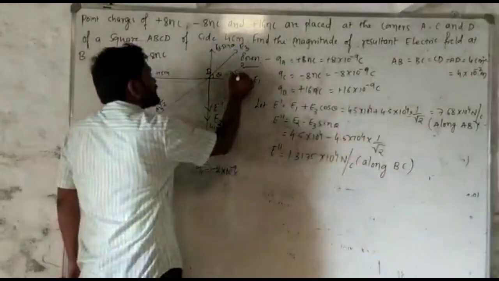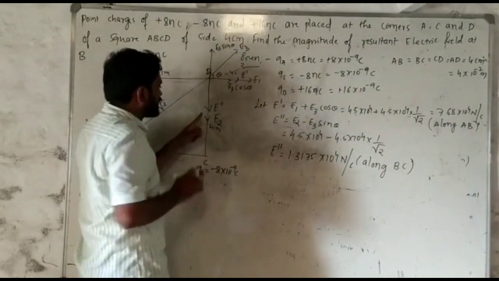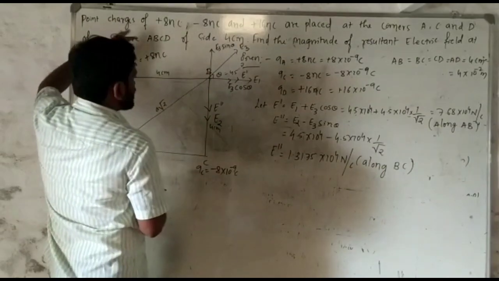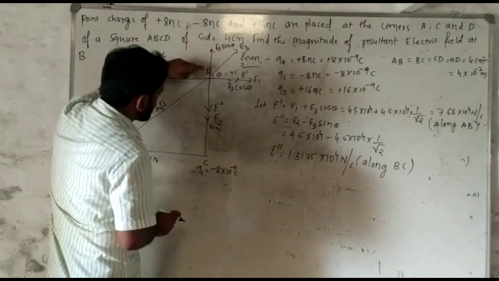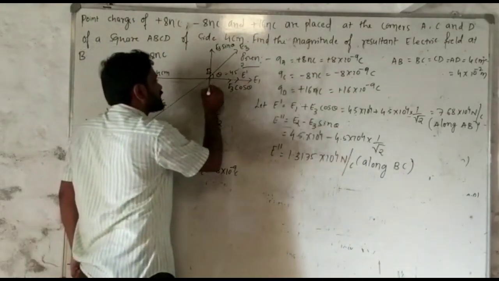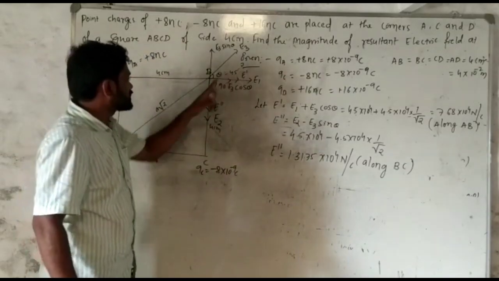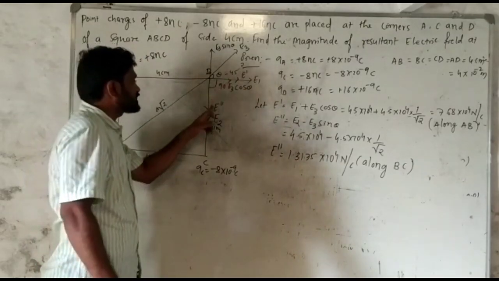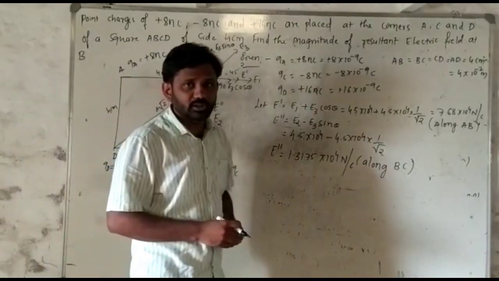Now see that E dash and E double dash are both acting: E dash is along AB and E double dash is along BC. Both are acting at some angle, it is 90 degree. Then how can we calculate the resultant of E dash and E double dash? By using the law of parallelogram of vectors.